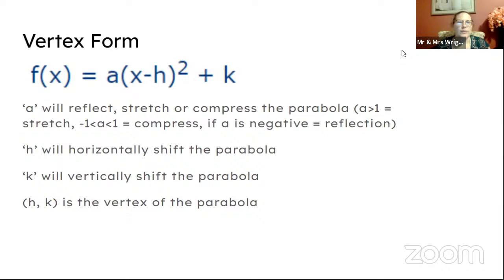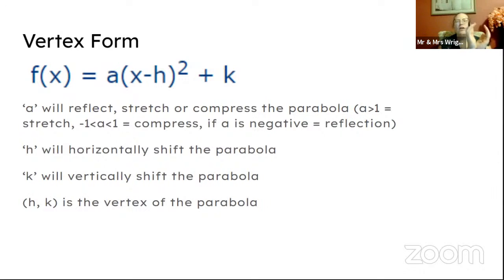So if A is greater than 1, so like 2, 5, 7, it's going to stretch it. Remember, when we had the exponential form, we would see it as if somebody took the top of it and just started pulling it up. Well, when you have a parabola, it's if you took both pieces and started pulling it up. So essentially your parabola that's like this U shape will get skinnier when it's stretched because it's being pulled up.